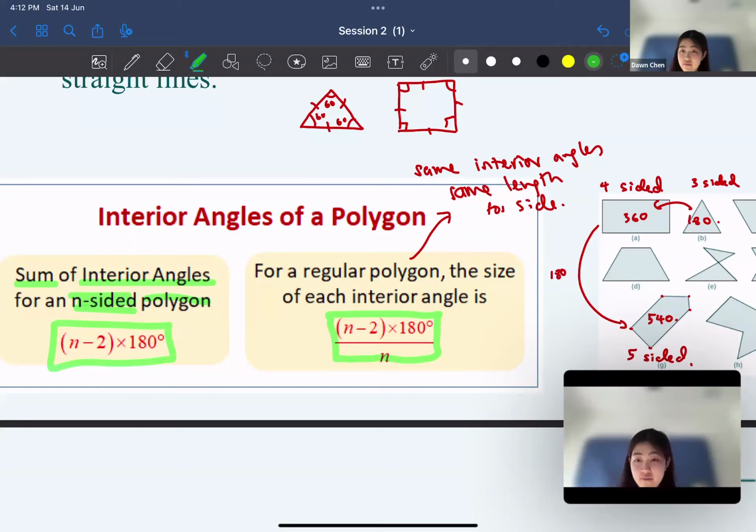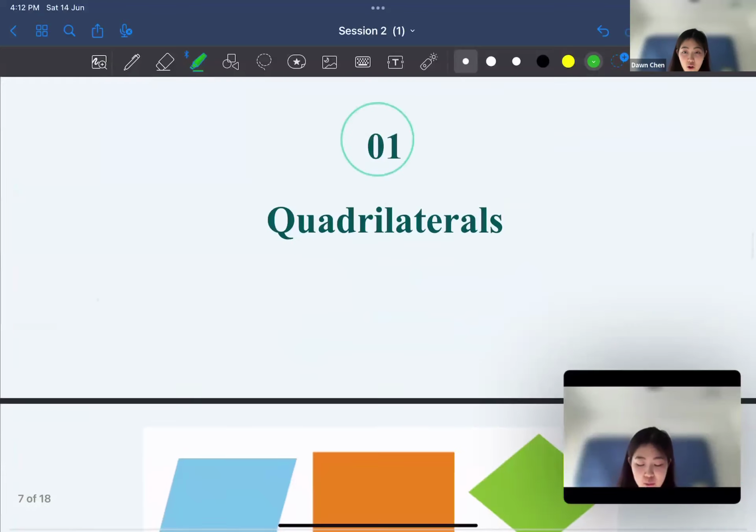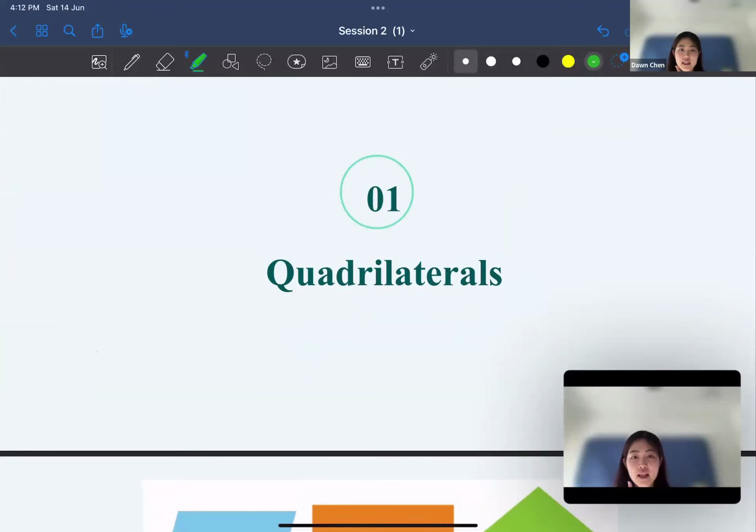Yes? Okay. I'm going to take that as everyone understands what's going on. Okay, then let's move on. The next section we're going to be talking about is quadrilaterals. Can somebody give me a definition of a quadrilateral?